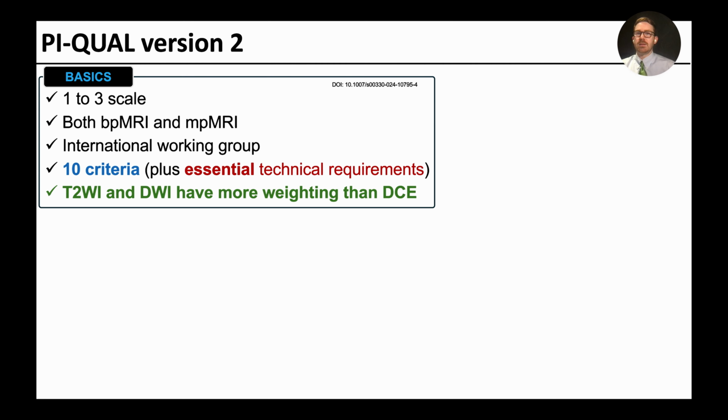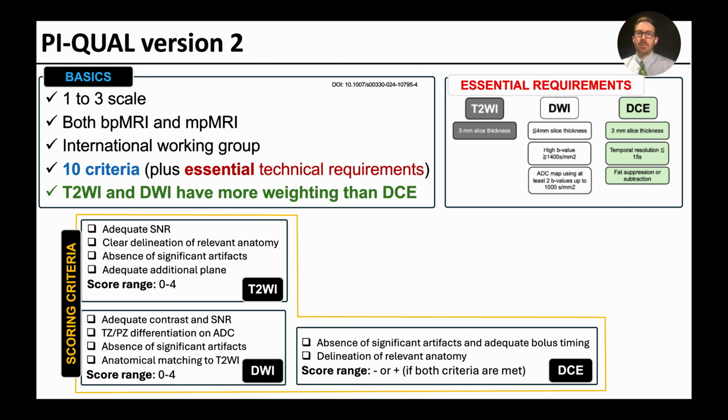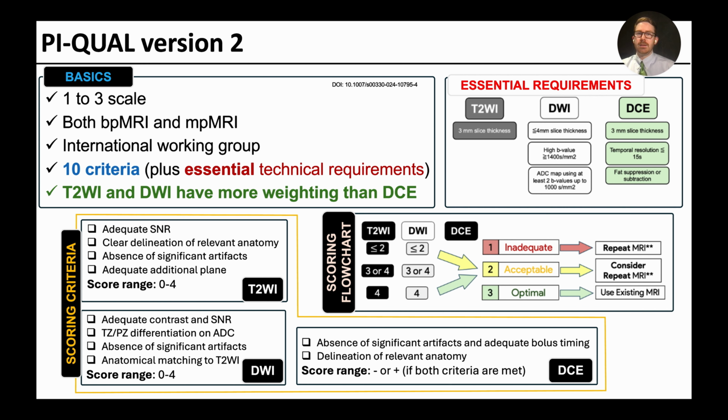The current version is based on 10 criteria, down from 34 from the original version, with a mixture of objective technical parameters and semi-objective qualitative parameters. This latest version also designates some critical or required technical parameters that, if not met, should cost all points for that specific pulse sequence. This latest version also moved from treating all sequences equally to giving more weight to diffusion and T2 weighted sequences relative to dynamic contrast enhanced sequences, in keeping with the greater role of these sequences in clinical practice. This scoring flowchart illustrates the scoring approach.